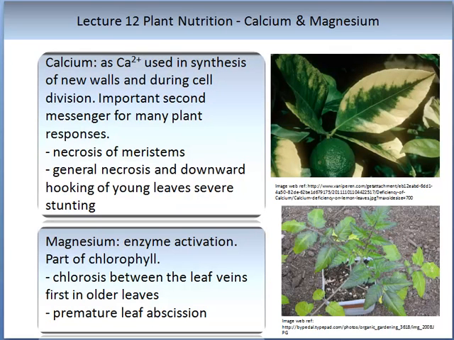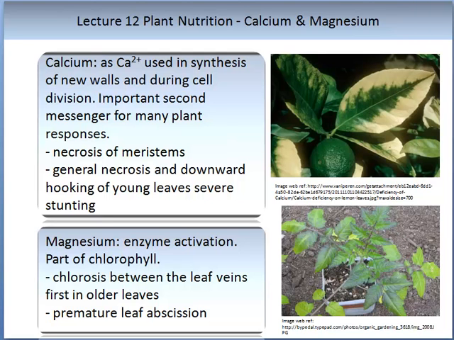In this slide we're going to look at the effects of calcium and magnesium deficiency. So calcium is used in the calcium 2+ ion form. It's involved in the synthesis of cell walls and during cell division. It's an important second messenger for many plant responses. When calcium is deficient, one can observe necrosis of meristems. Generally, necrosis and downward hooking of the young leaves can be observed. You can get severe stunting. This is an image of a calcium deficient lemon tree.